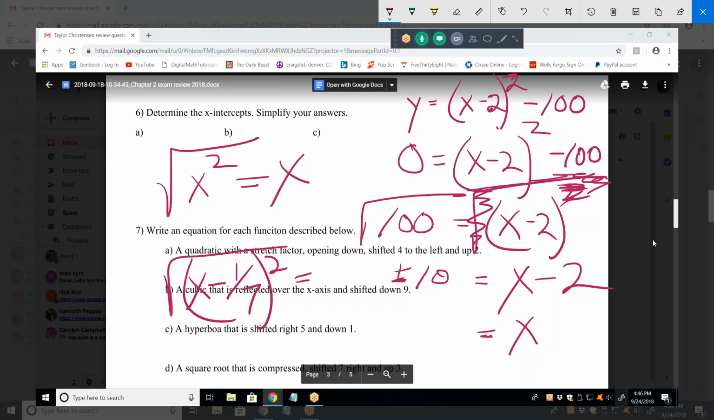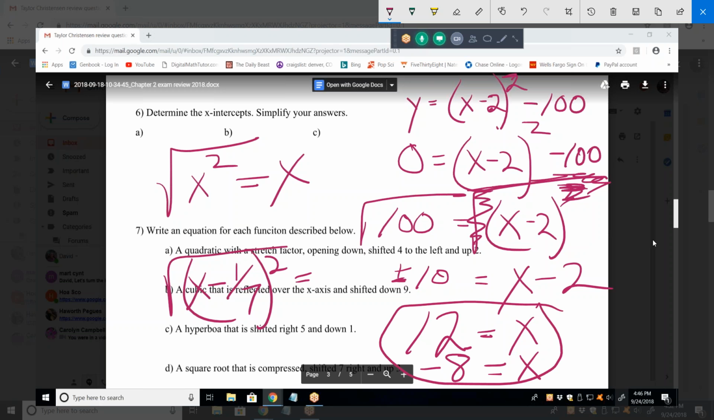So I'm left with x minus 2. And if x minus 2 is equal to plus or minus 10, then x is equal to 12 when it's plus 10, and x is equal to minus 8 when it's minus 10. So those are your two solutions. And that's where your two intercepts are.